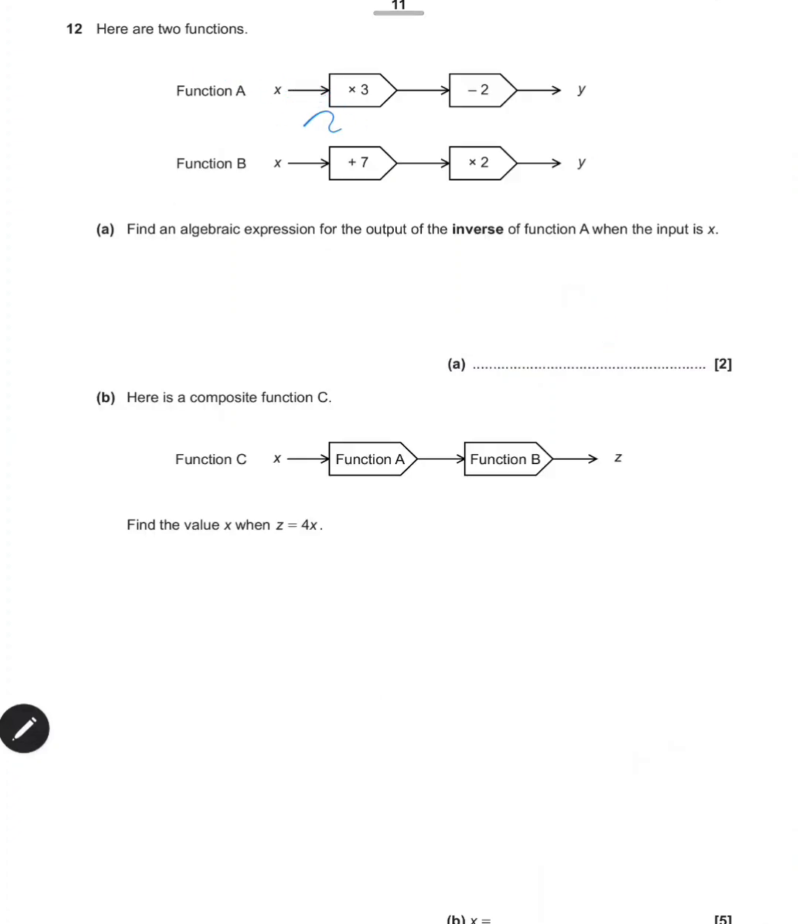Question 12, we've got two functions just drawn as function machines. And it says we want an algebraic expression for the output for the inverse of A. So quite a confusing way to write this, but we want firstly the inverse of A. Well, the inverse of A is working backwards along this function machine. So we're going to start here and go this way along the function machine.